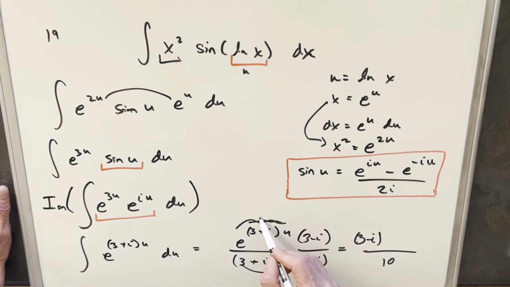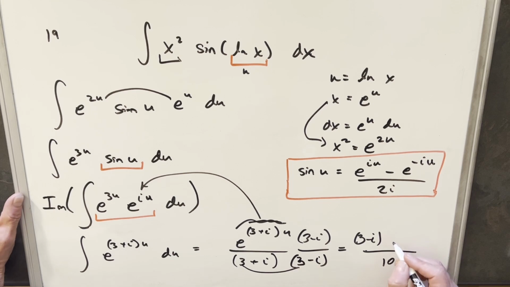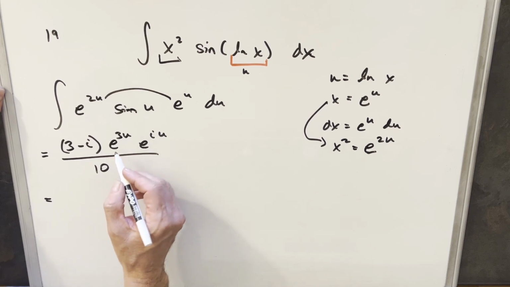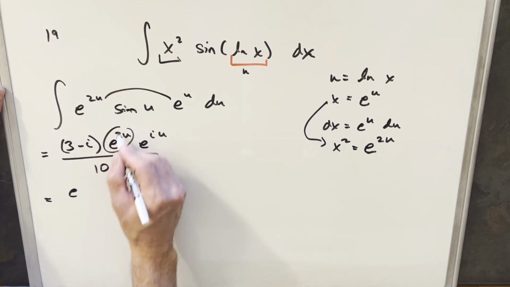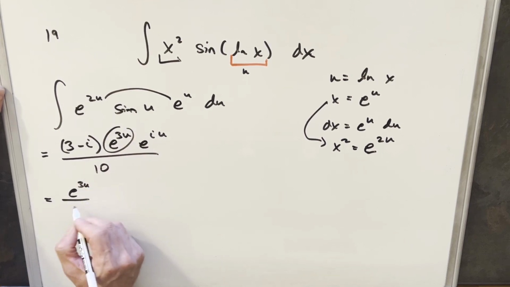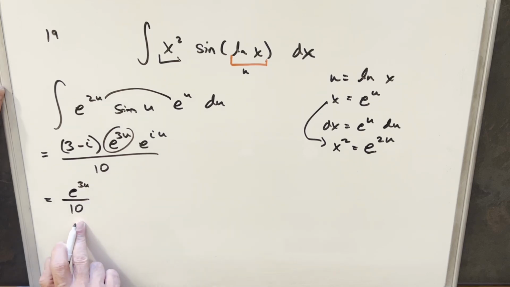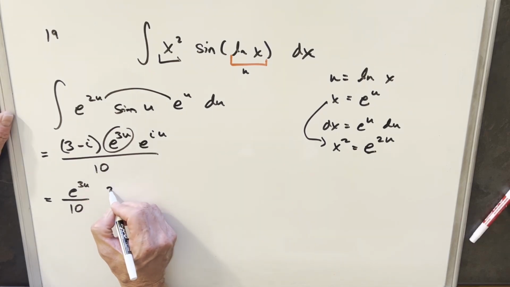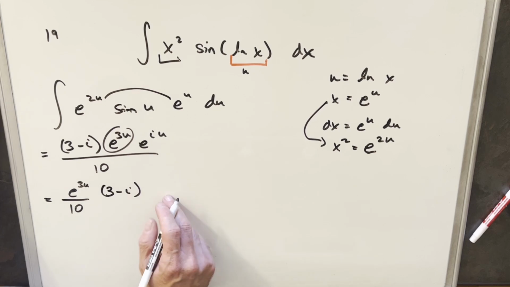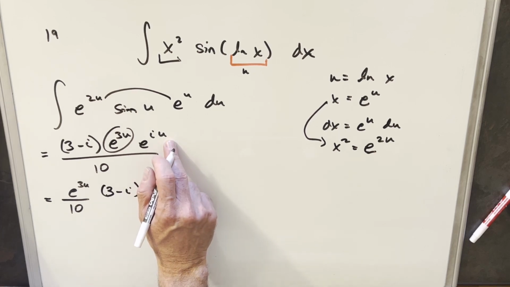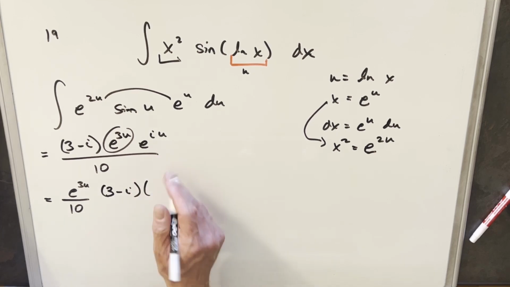What I want to do is take this and put it back the way we had it. So I'm going to rewrite this as e^(3u) times e^(iu). I'm just going to rearrange this a little bit. I'll write this e^(3u) first over 10, just noticing that this part's all real. Next we'll bring down our 3 minus i. And for e^(iu), I'm going to put this back using Euler's formula and write this with cosines and sines now.